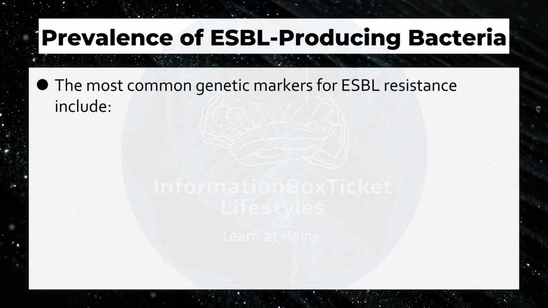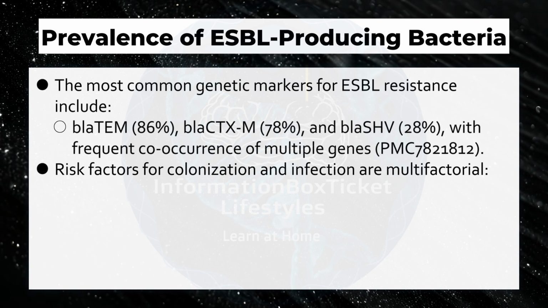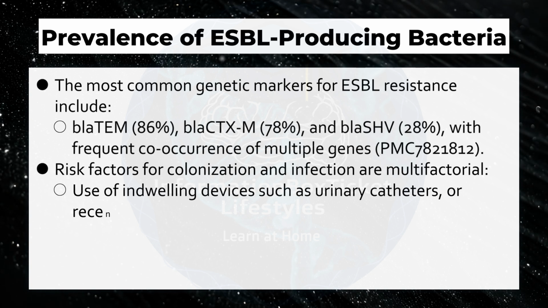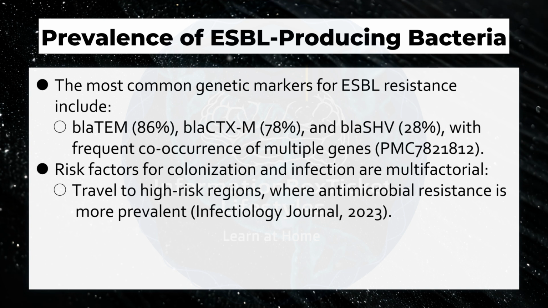The most common genetic markers for ESBL resistance include blaTEM, 86%, blaCTX-M, 78%, and blaSHV, 28%, with frequent co-occurrence of multiple genes. Risk factors for colonization and infection are multifactorial. Use of indwelling devices such as urinary catheters or recent ICU stay. Inappropriate use of antibiotics, especially cephalosporins and fluoroquinolones. Travel to high-risk regions where antimicrobial resistance is more prevalent.